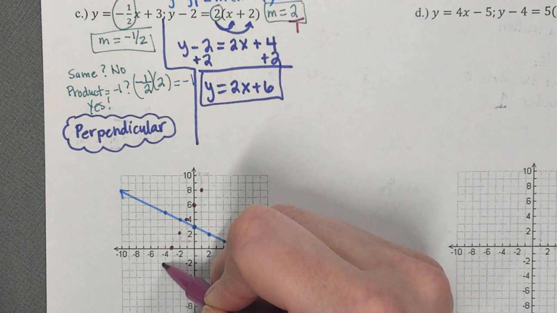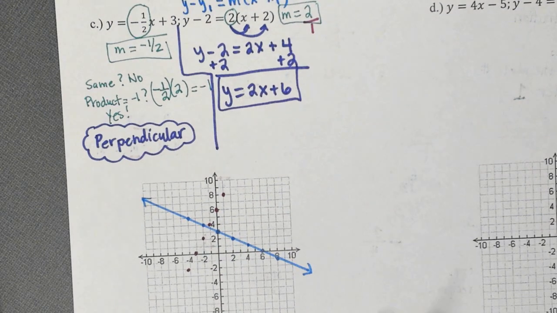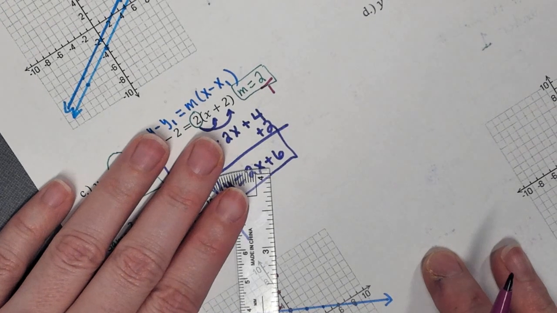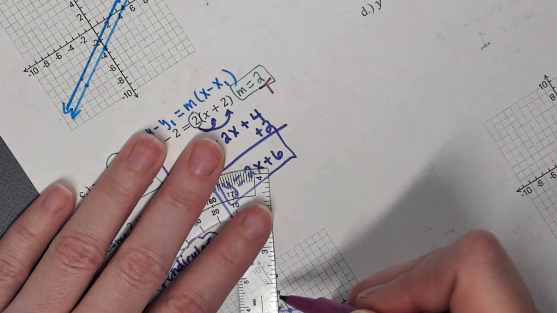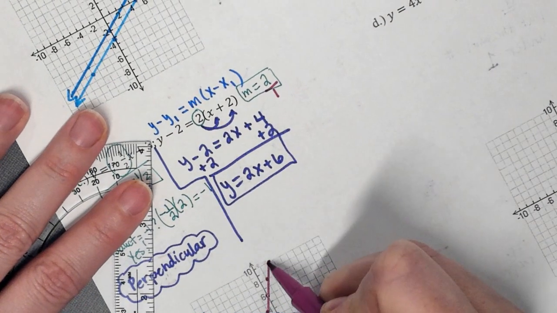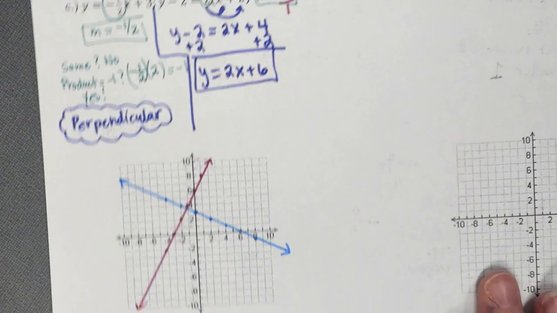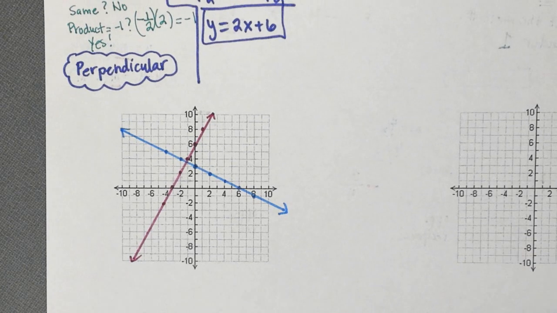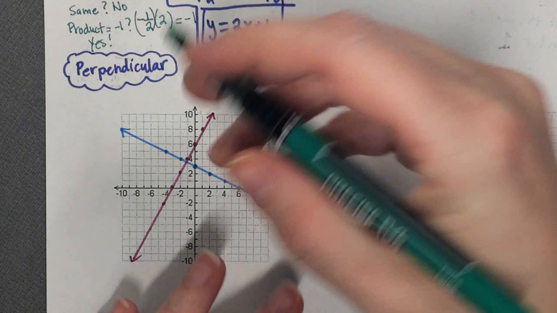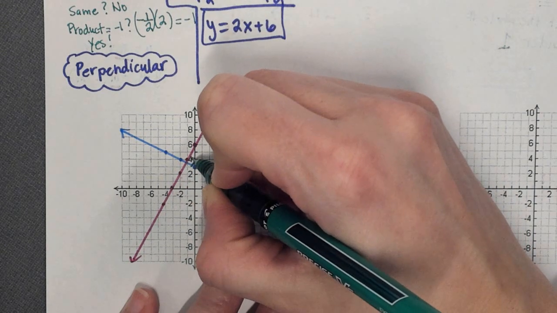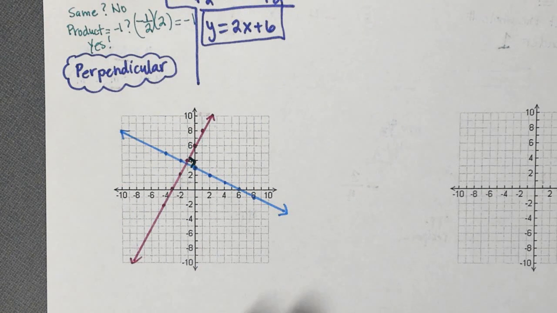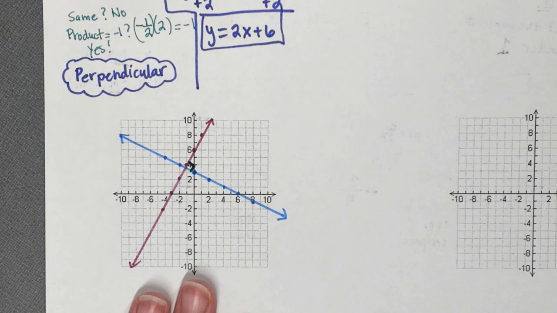Okay, and then once you connect those, they should form a right angle. So if you notice that you cross them and it does not form a right angle, then we want to go back and double check that. Because I saw a couple of you didn't graph that correctly. And now we can see that they're perpendicular.